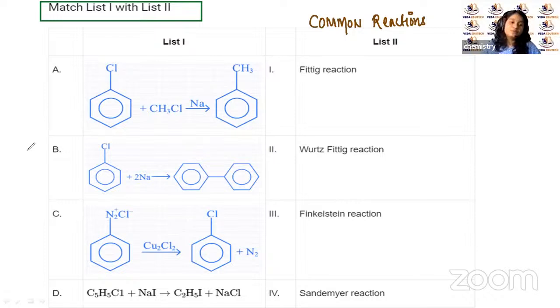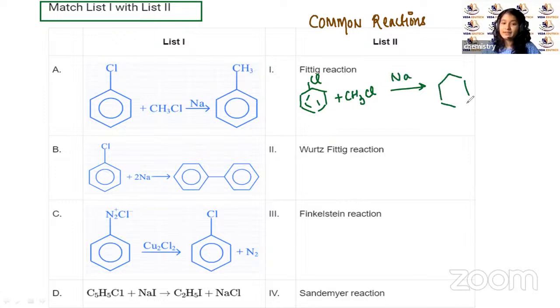Okay. So let us analyze the first reaction. What is given? One aryl halide is given to us and one alkyl halide is given to us. And what are we getting? We are getting an alkyl arene, or we are getting methyl benzene here.